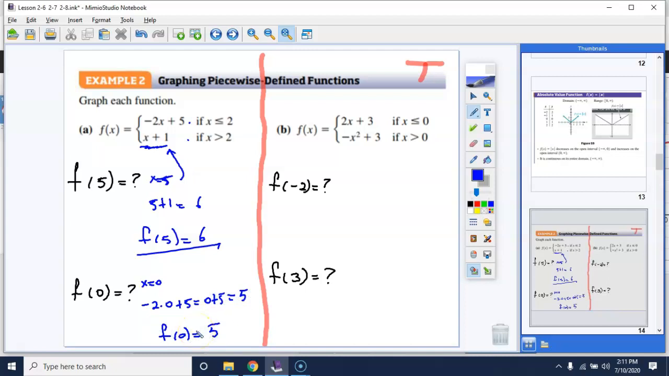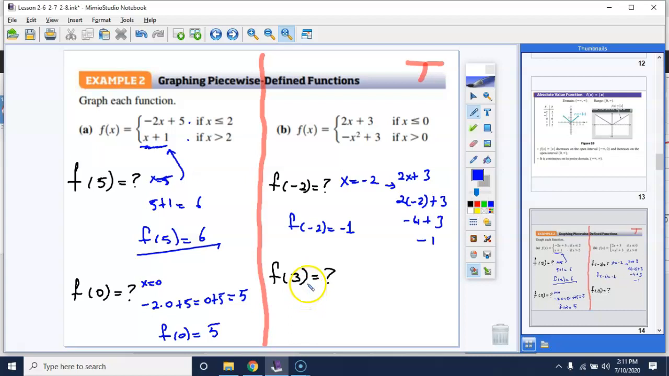On the second example, we're going to do the same thing. Look, what's my number here? f of negative 2. My x is negative 2. So does it belong top or bottom? Negative 2 is less than 0, so I should work on 2x plus 3. Plug in here: 2 times negative 2 plus 3. Negative 4 plus 3 should be equal to negative 1. So f of negative 2 should be equal to negative 1.